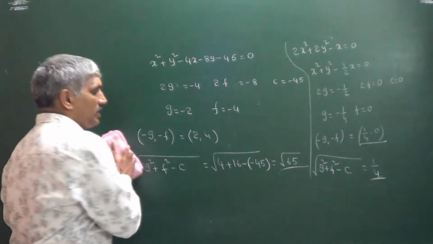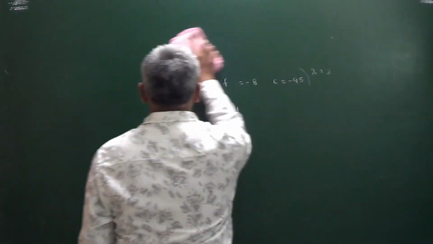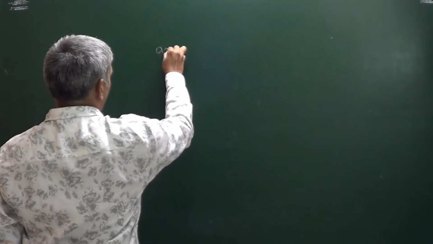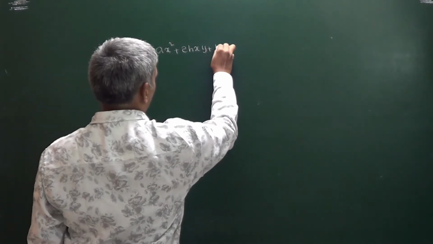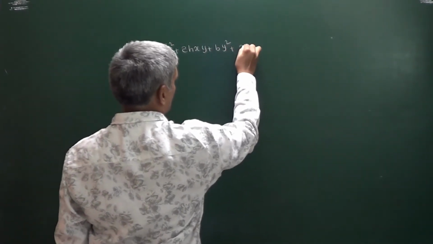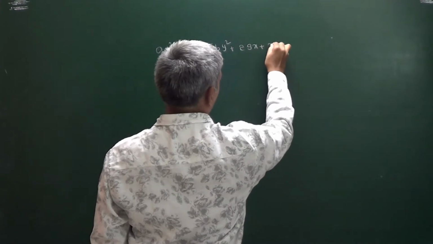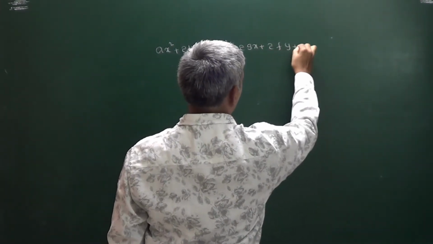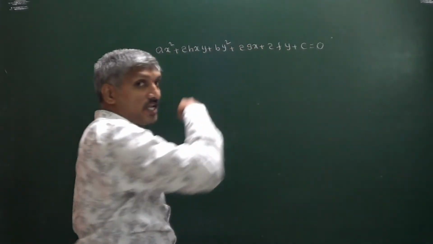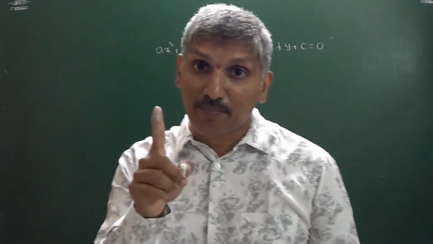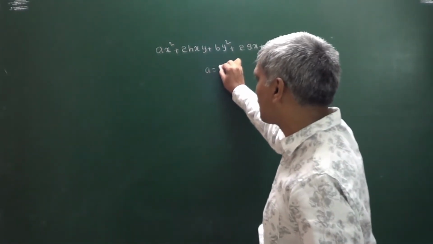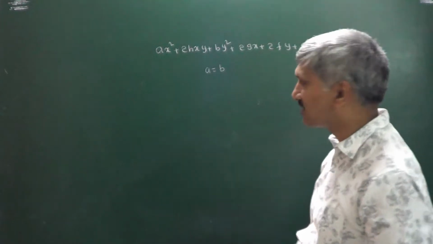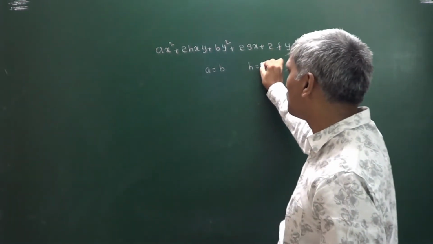So you know the general second degree equation. The equation is ax square plus 2hxy plus by square plus 2gx plus 2fy plus c is equal to 0. The general second degree equation represents a circle under the condition a must be equal to b and at the same time h must be equal to 0.